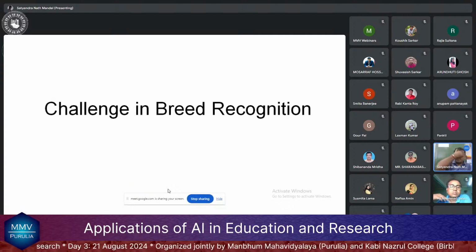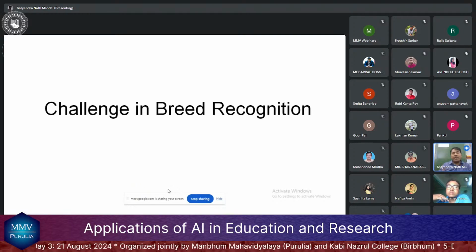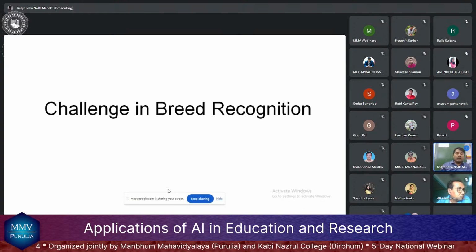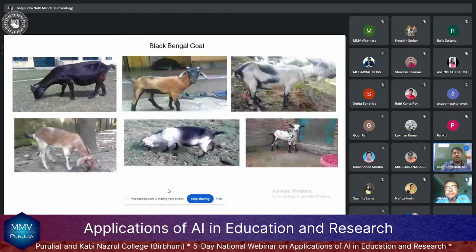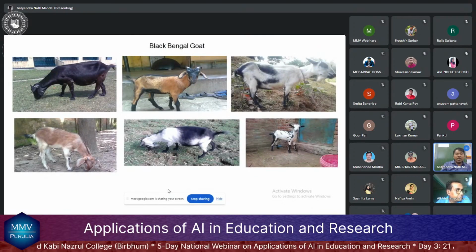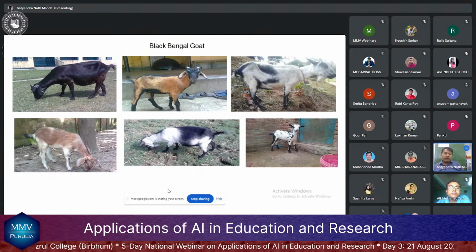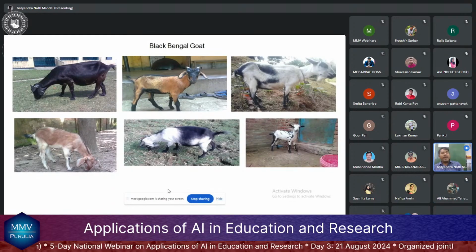Now, what is the challenge? At every point we face a challenge. Our model, our technology is working fine, but this model does not work in some places. It's confusing because we are working with natural elements. Now see, according to animal science, the left side is a black Bengal goat. Their coat color will be black and their structure will be like this, but in the pictures, all are black Bengal goats.